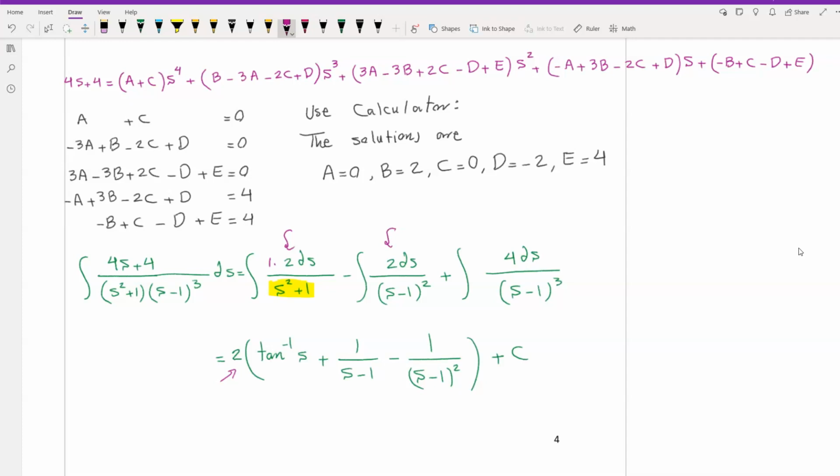Plus, so we factor that part, and here we have negative 1 over (s minus 1) squared, so integrate that, that is 1 over s minus 1. And here on this part, we factor out 2, we have 2 over (s minus 1) cubed, and integrate, that is negative 1 over (s minus 1) squared, plus c is the constant. So this is our final answer for this one.